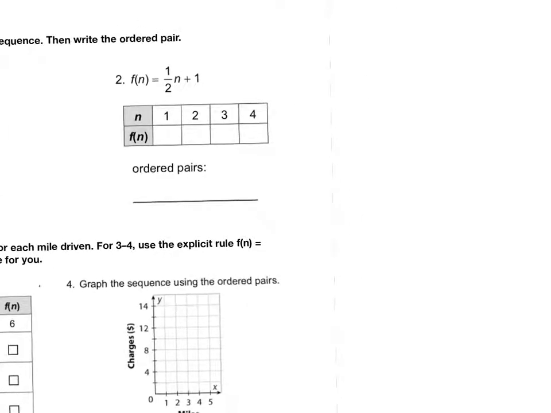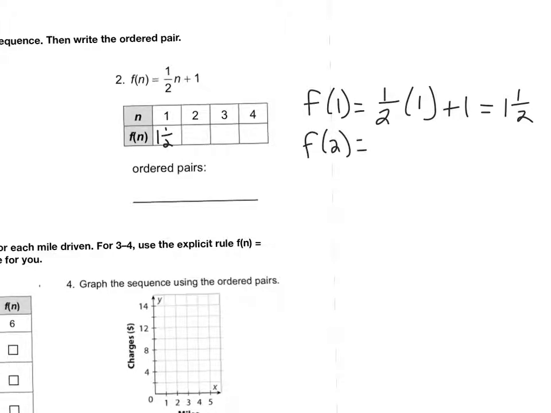So how would I find my first term? Well, that would just be plugging in 1. So it would be 1/2 times 1 plus 1. Well, 1/2 times 1 is 1/2, and 1/2 plus 1 is 1 1/2, right? So my first term would be 1 and 1/2. How would I find my second term? That would be 1/2 times 2 plus 1. Well, 1/2 times 2 is 1, and 1 plus 1 is 2.